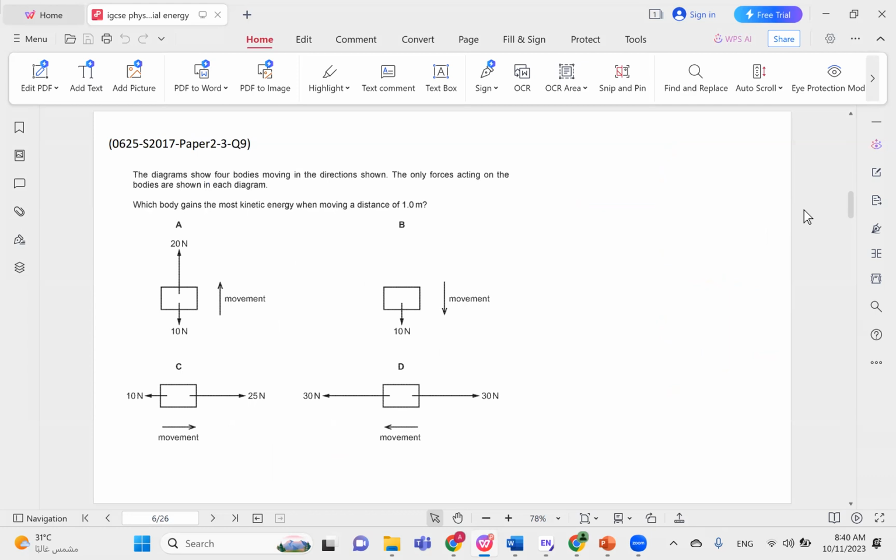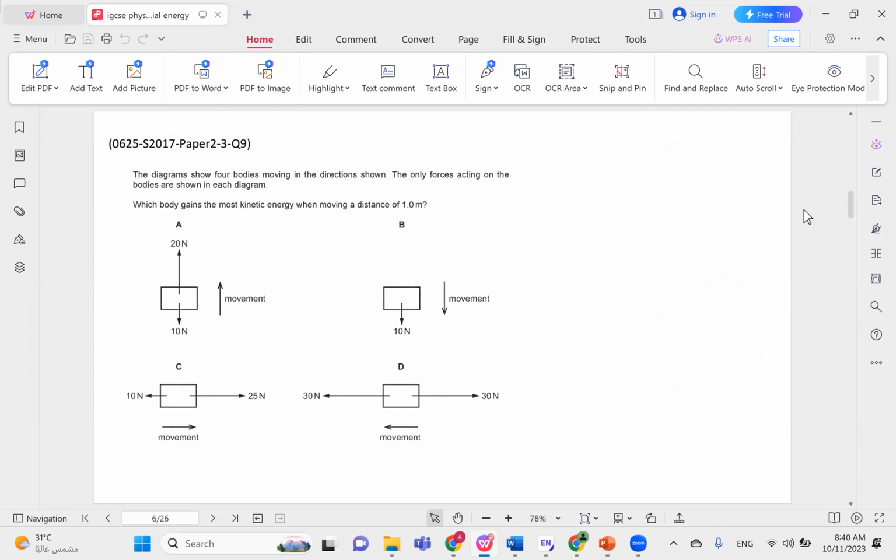The diagram shows 4 bodies moving in the directions shown. The only forces acting on the bodies are shown in the diagram. Which body gains the most kinetic energy when moving a distance of 1 meter? So this question relates kinetic energy to work.